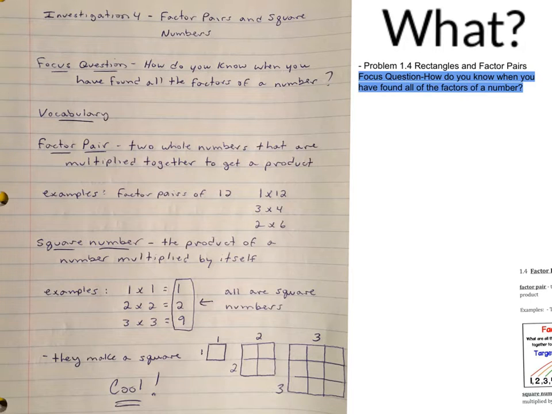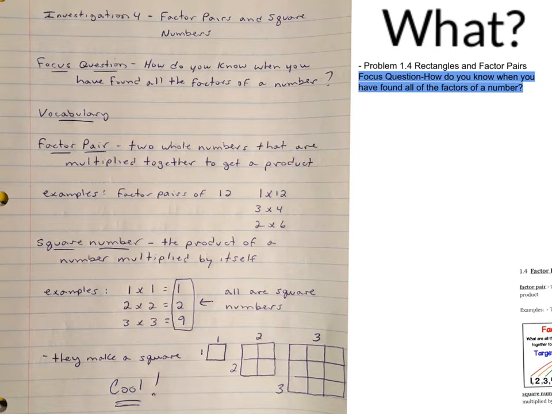The two vocabulary words are factor pair. A factor pair is two whole numbers that are multiplied together to get a product. Here's one example for the number 12. The factor pairs of 12 are 1 times 12, 3 times 4, and 2 times 6.